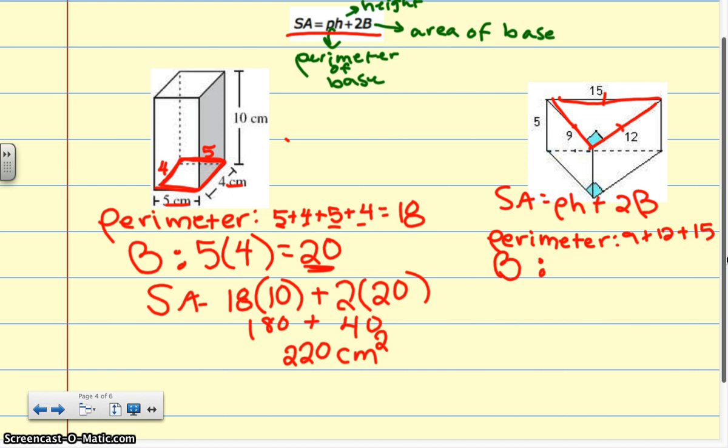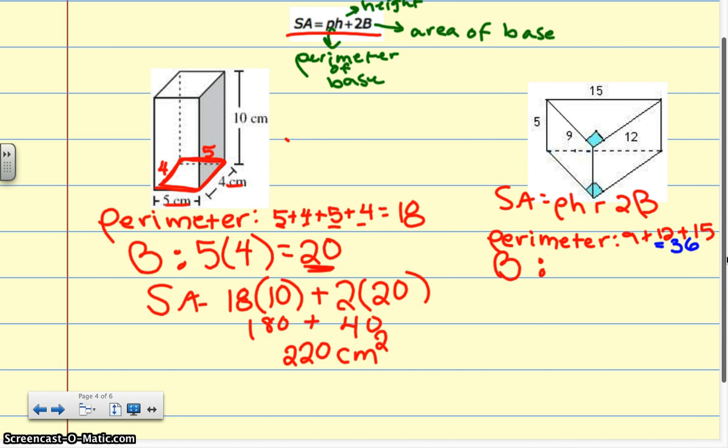Now if you're feeling stuck, why do we care about that? Because when I talk about the perimeter and I times it by its height, it's giving me all these side faces. It's giving me the area of all the side faces. That's what the perimeter is really doing for us, okay? Going back. I'm going to need a calculator to help me calculate this one quick. So I have 9 plus 12 plus 15 is 36. So my perimeter is 36.